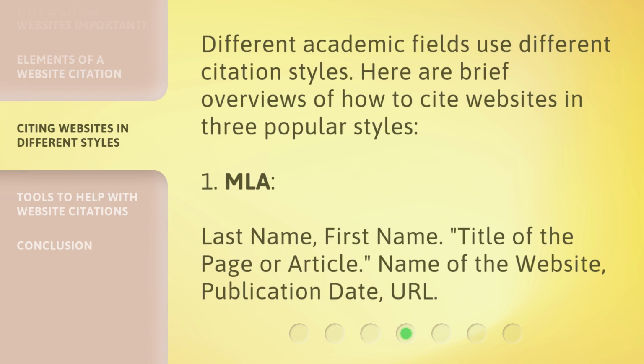Different academic fields use different citation styles. Here are brief overviews of how to cite websites in 3 popular styles. 1. MLA. Last name, first name. Title of the page or article. Name of the website, publication date. URL.